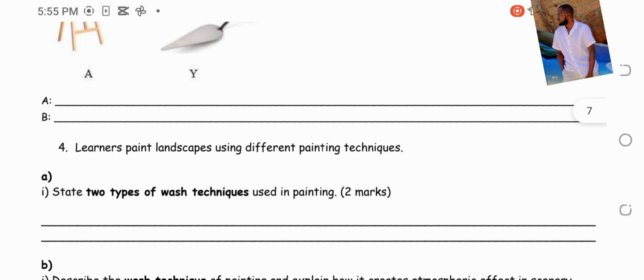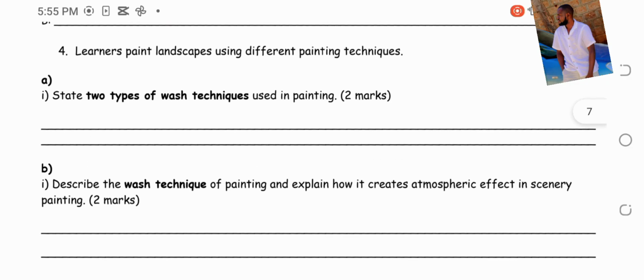Let's go to number 4. Number 4 says, learners paint landscapes using different paint techniques. State two types of wash technique used in paint. We have flat wash and graded wash. Wash technique is applying diluted paint. Then B1, describe the wash technique of painting and explain how it creates atmospheric effect in scenery painting.